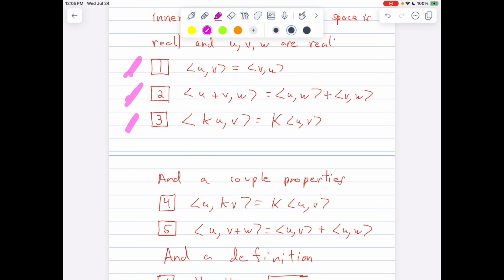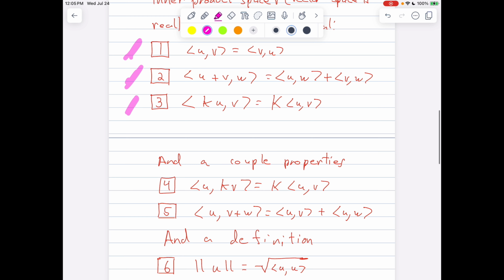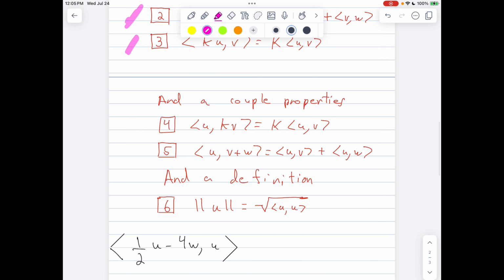Number 3, the inner product of ku and v, where k is a constant, equals k times the inner product of u and v. And we have a couple more properties. Number 4, the inner product between u and kv equals k times the inner product of u and v. And number 5, the inner product of u and v plus w is equal to the inner product of u and v plus the inner product of u and w.